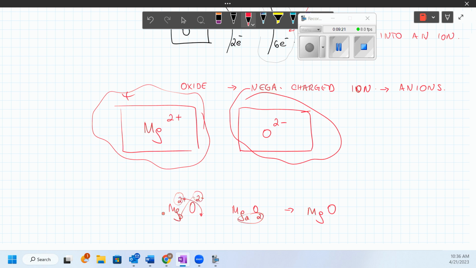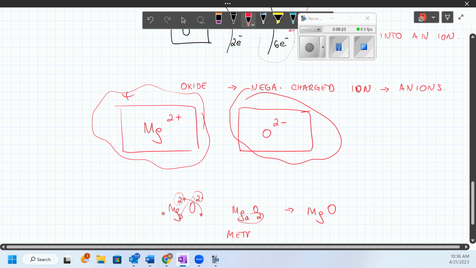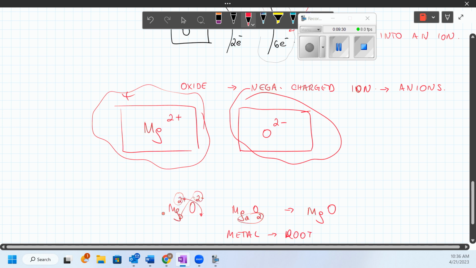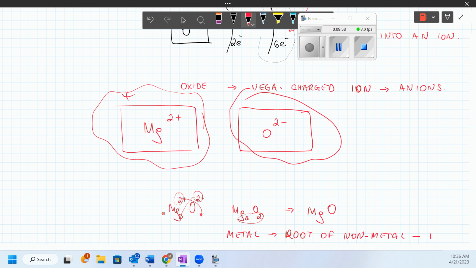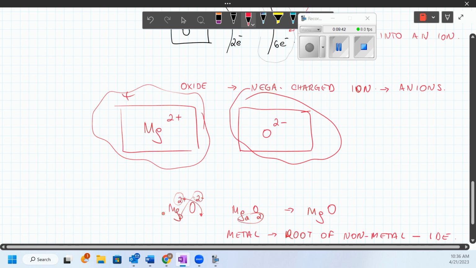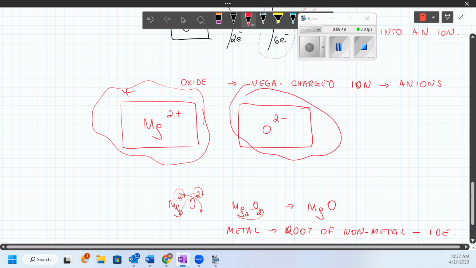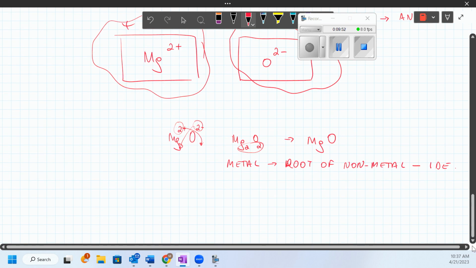You start with the metal, followed by the root of the non-metal, and then add the suffix -ide. So this will be magnesium oxide, as the IUPAC name.